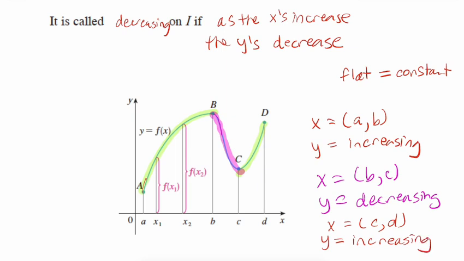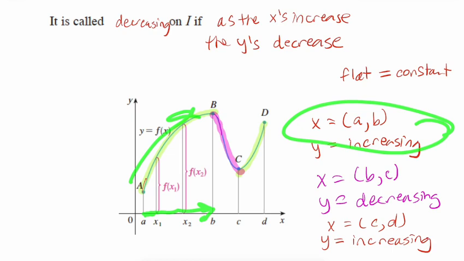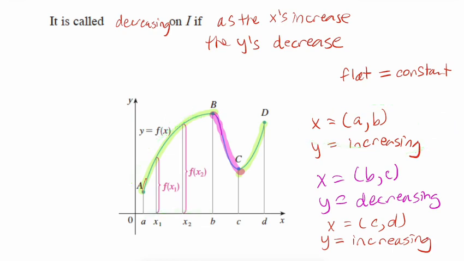Okay, so let me say that again. From an x value of A to an x value of B, the y's are going uphill, they're increasing. From an x value of B to an x value of C, the y values are decreasing. From an x value of C to an x value of D, the y's are increasing. So uphill, downhill. So we are always walking from left to right.